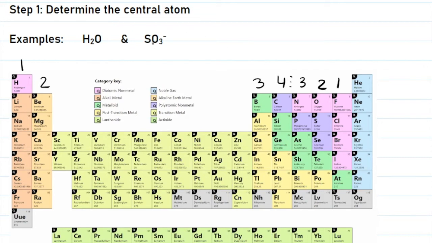And what if you have SO3, so 2 atoms that are in the same group? In that case, you just have to look at the atom with the least amount of atoms. Oxygen has 3 atoms, and there's only 1 of sulfur. So in that case, sulfur will be in the middle.